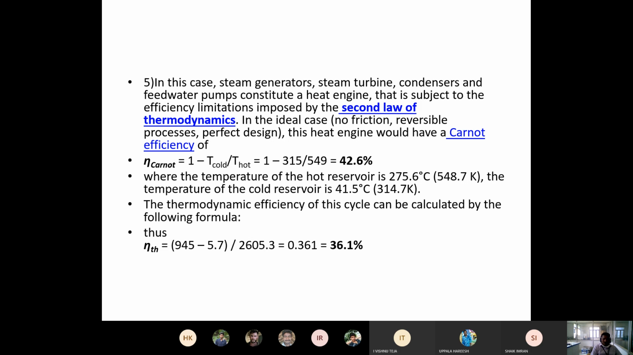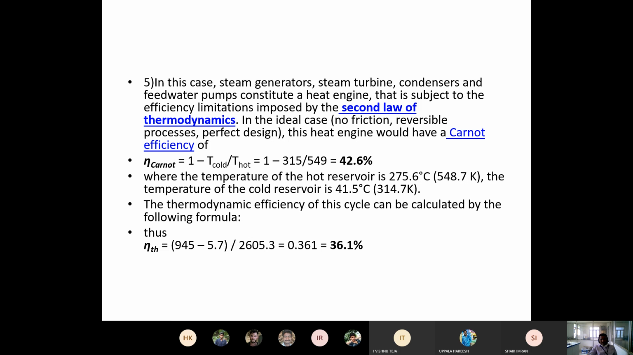Now the thermodynamic cycle efficiency of the Rankine cycle can also be calculated by a formula. What is it? Tell me. Turbine work output minus pump work, divided by heat supplied. The turbine work we got is 945 kilojoules per kg. What is the pump work? 5.7 kilojoules per kg. What is the heat supplied? 2605.3. If we simplify it, we will get 36.1 percent.